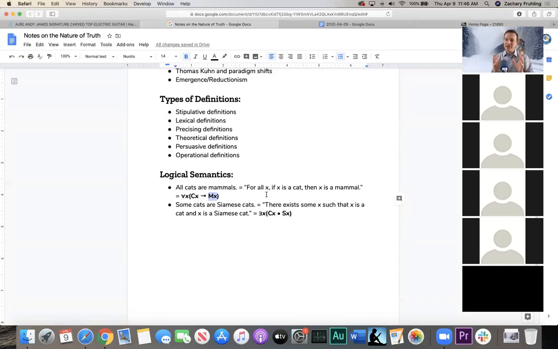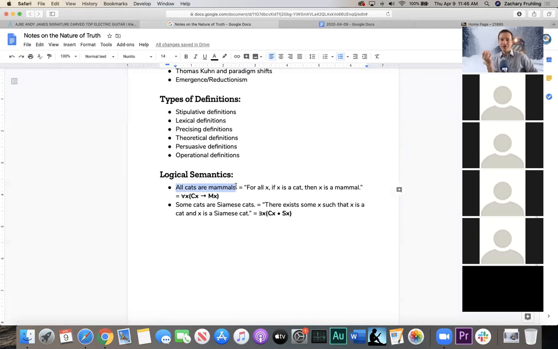But when a logician hears something like all cats are mammals, what makes that true? Well, if it's true that for any given object, if it's a cat, then it's a mammal, then it's true that all cats are mammals. So this is a way of drawing out the consequences of a seemingly ordinary statement, to what it's really saying about objects in the world. And then you can evaluate it.